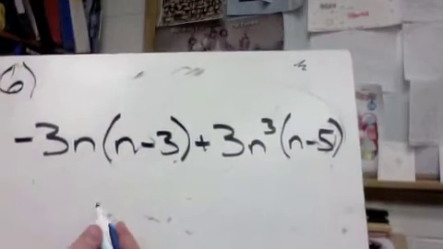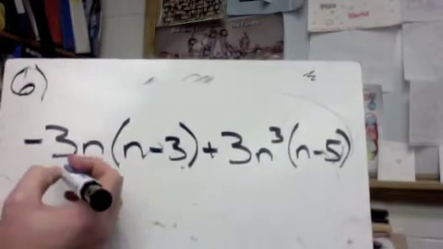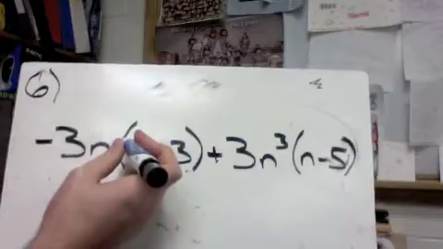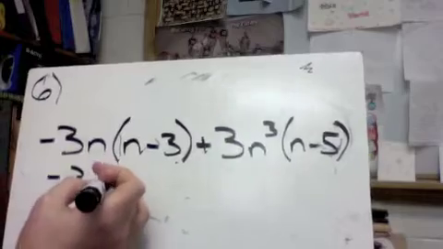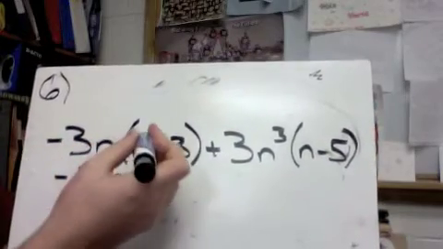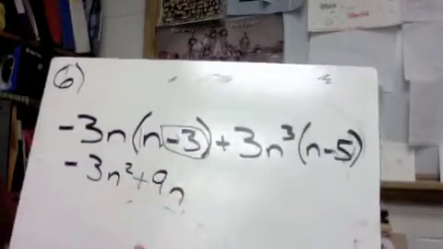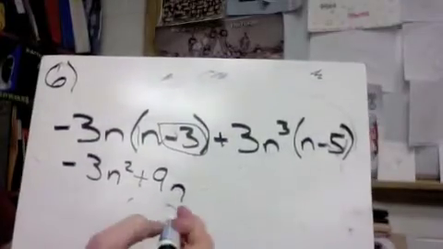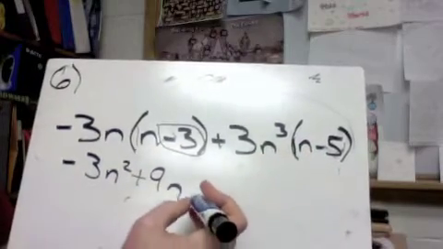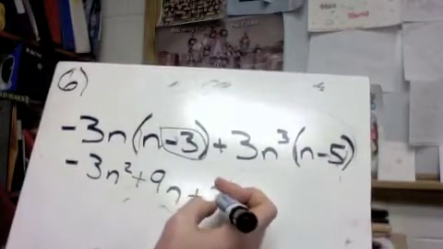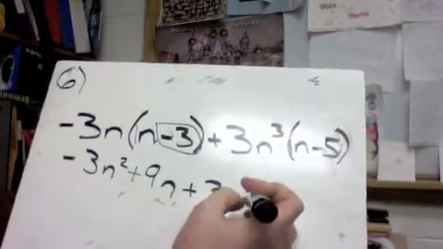Number 6, we've got negative 3n, and we've got a distributive property part over here. Negative 3n times positive n, if you want to put that 1 in front of there, that's fine. That's just going to be negative 3n to the second power. Negative 3n times negative 3 is going to be a positive 9n. For the other part, we've got 3n to the third power already, times it by another n, or 1n, and then I can add on, it's going to be 3, and then n to the third times n is going to be n to the fourth.